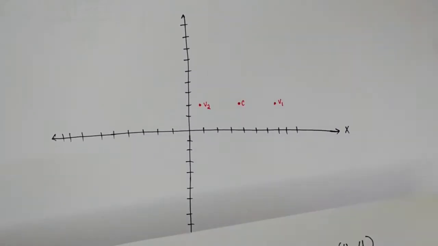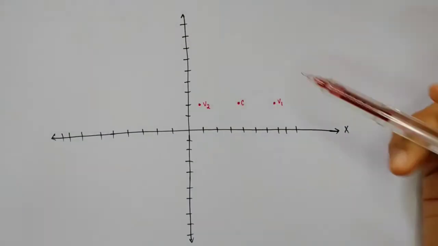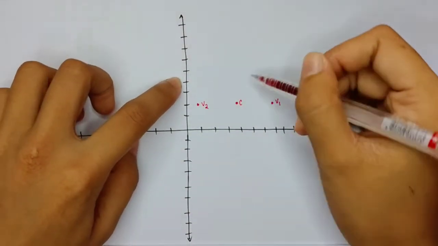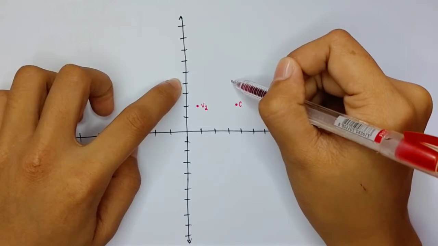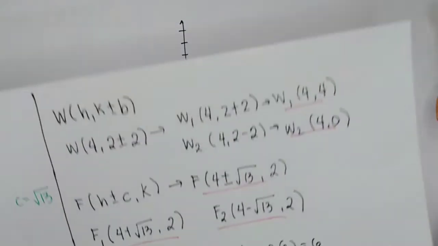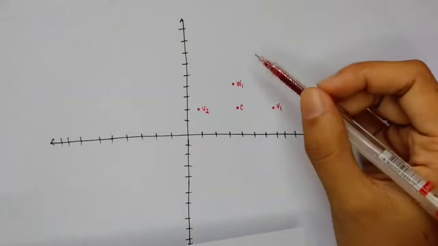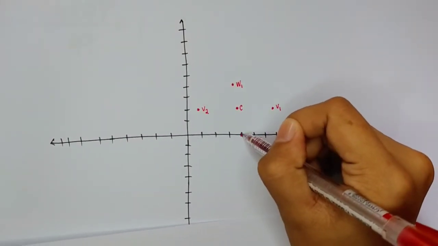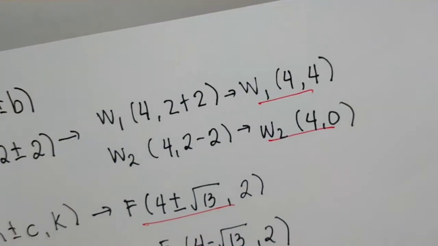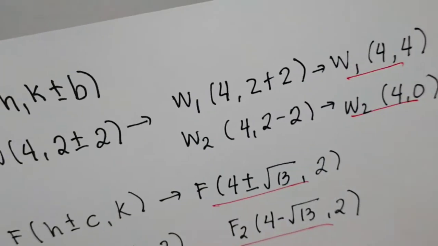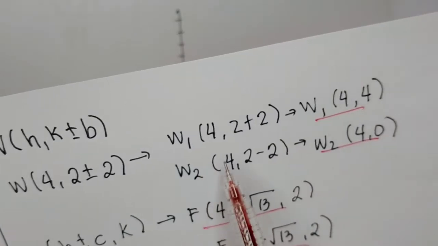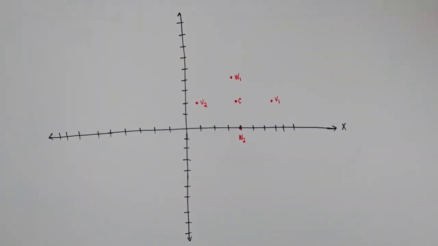Okay. After that, yung W naman. We have (4, 4). So, we have 1, 2, 3, 4. This is our W1. Then, we have (4, 0). So, this is our W2. Okay, tapos na tayo sa center, vertex. We have here our co-vertices. So, plot natin tong focus natin.